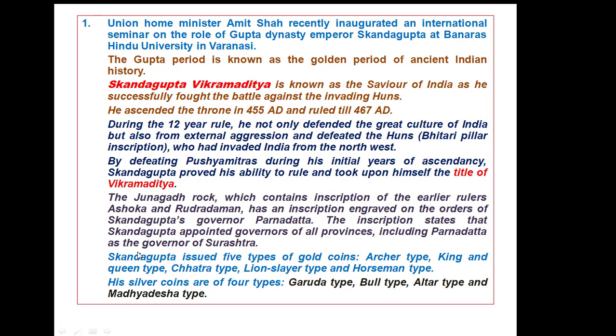And this one is very important, that Skandagupta issued 5 types of gold coins, and they are Archer type, King and Queen type, Chhatra type, Lion Slayer type, and Horseman type. These are the 5 types of gold coins by Skandagupta.